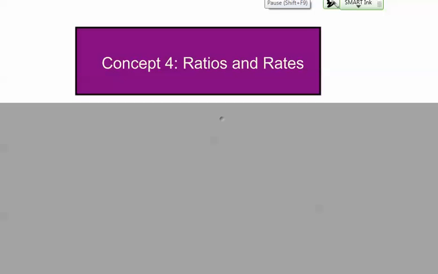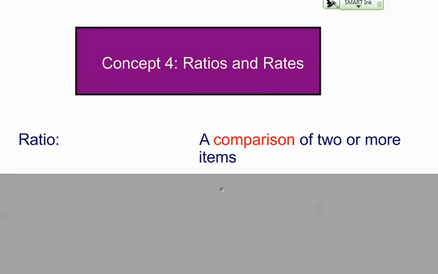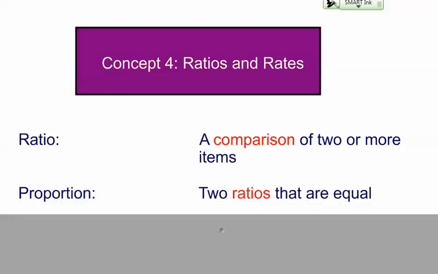Okay, so concept 4 is ratios and rates. Again, things in red you need to write down in your notes. A ratio is a comparison of two or more items. We're going to look at two or more things and compare them to each other. A proportion is two ratios that are equal to each other. So a ratio is a comparison of two or more things. A proportion is taking two ratios and saying that they're equal.